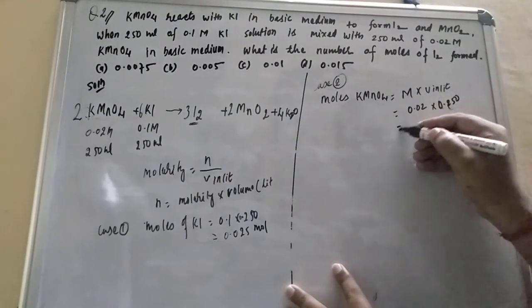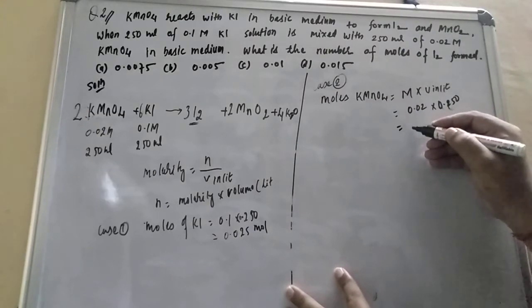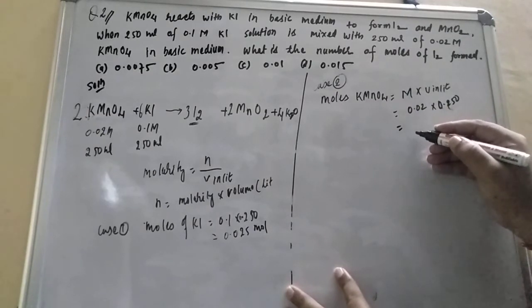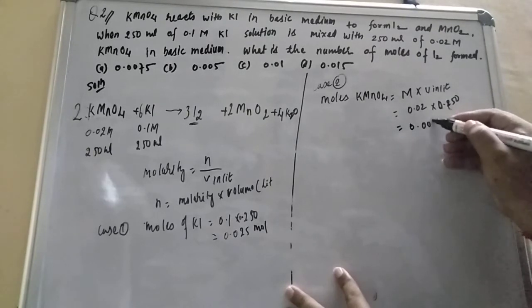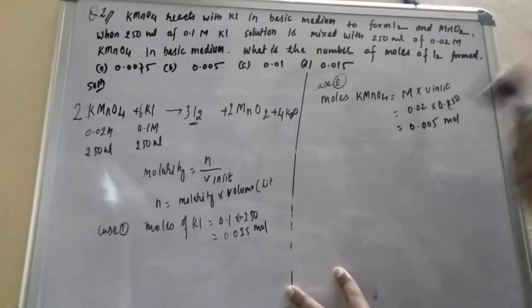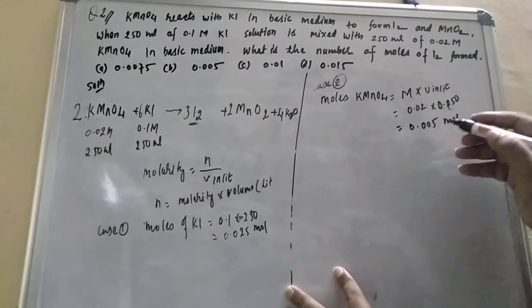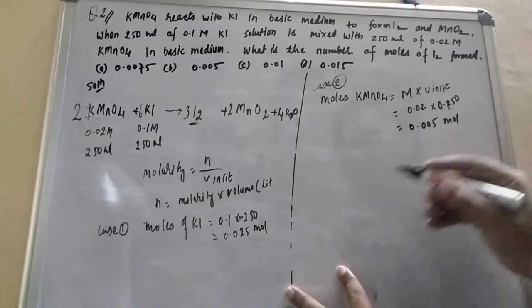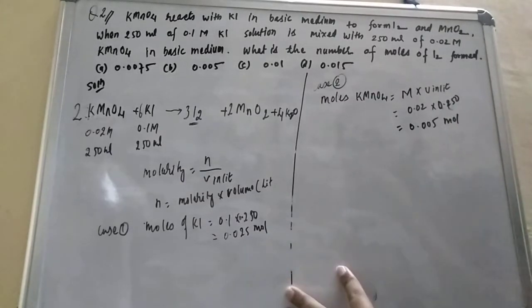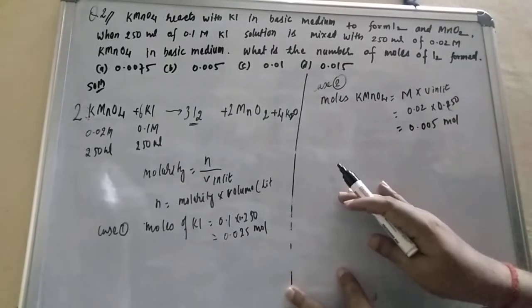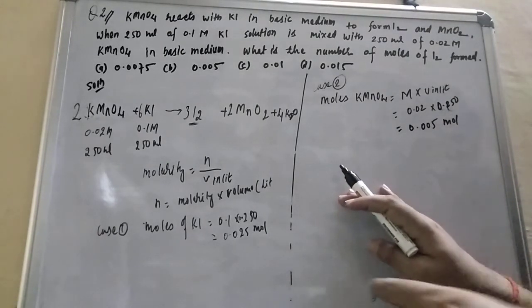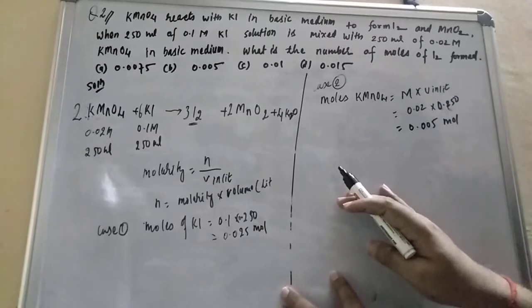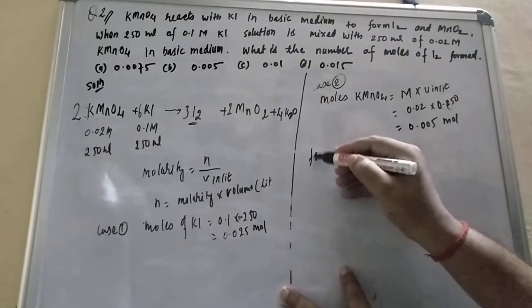0.250. So how much value will come, student? If you multiply, the value will come, student, 0.005 mole. Okay, student. Now, if you talk about this 0.025, that is KI mole, and 0.005 is KMnO4 mole. Now from the reaction we see, go from the reaction.